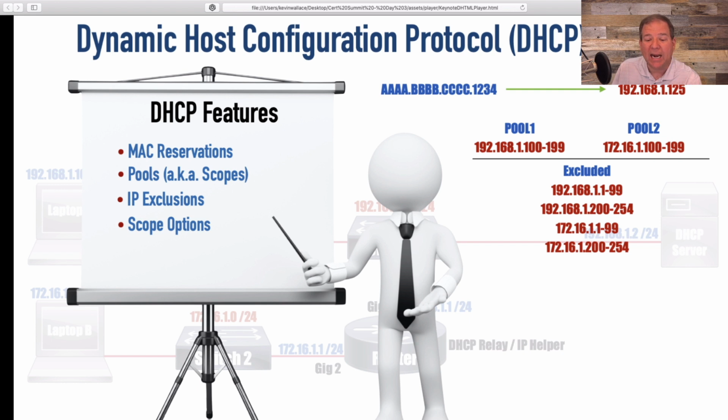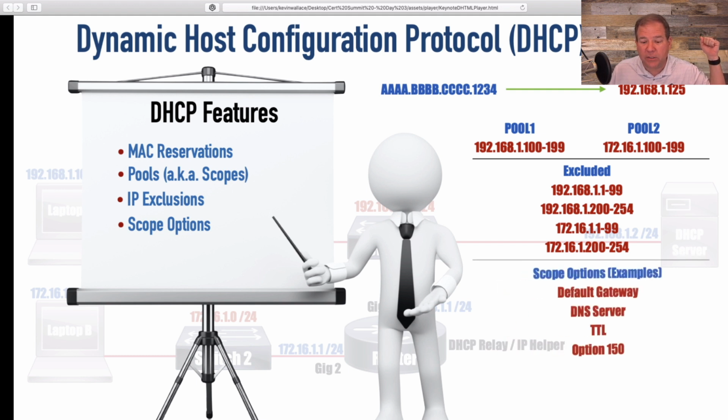And when we're handing out IP addresses, it's not just here's an IP address and your subnet mask. There's a lot of information that a DHCP server can give us. For example, it's going to give us our default gateway. It's probably going to give us our DNS server. It can even give us a time to live value for our packets.